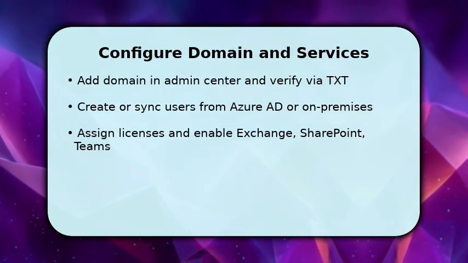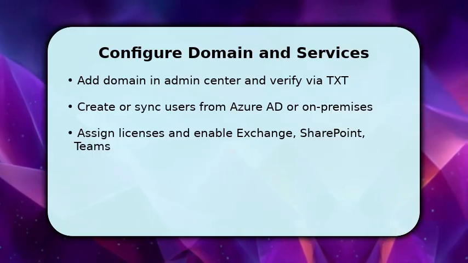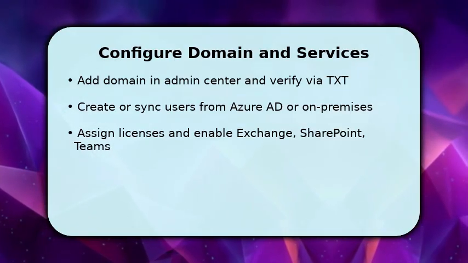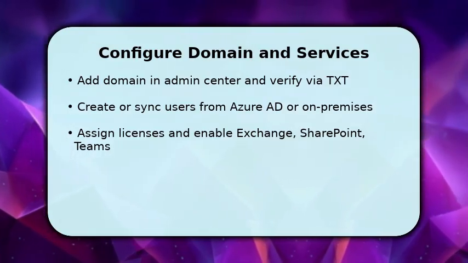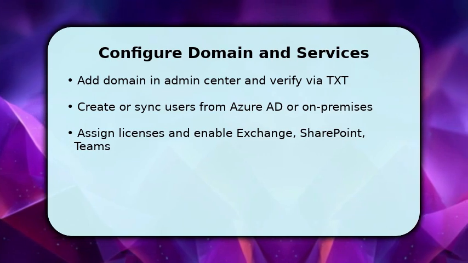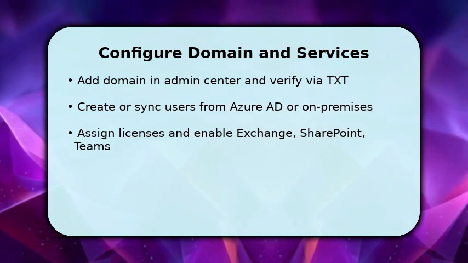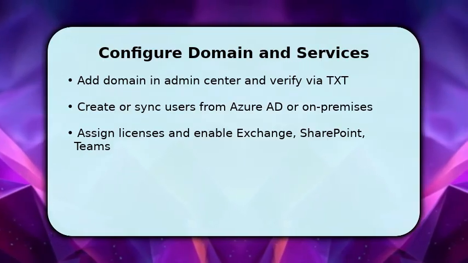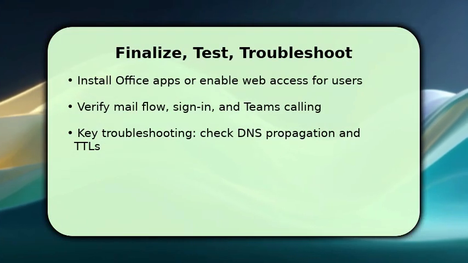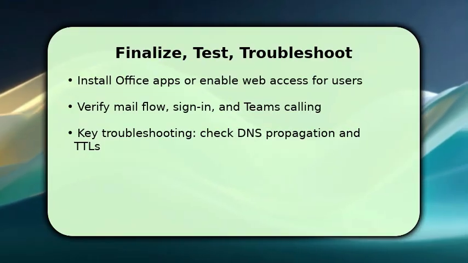Then enable Exchange, SharePoint, and Teams services for each user. Make sure to configure basic security defaults and multi-factor authentication as you enable services. You'll finish by installing Office apps or instructing users to sign into Office.com for web apps and confirm each mailbox in Teams profile is accessible.